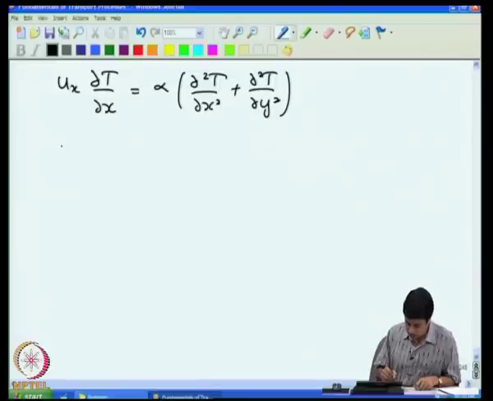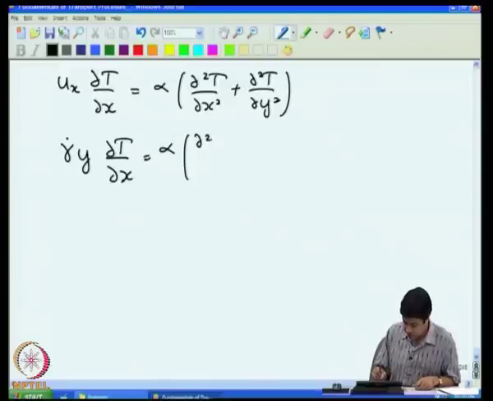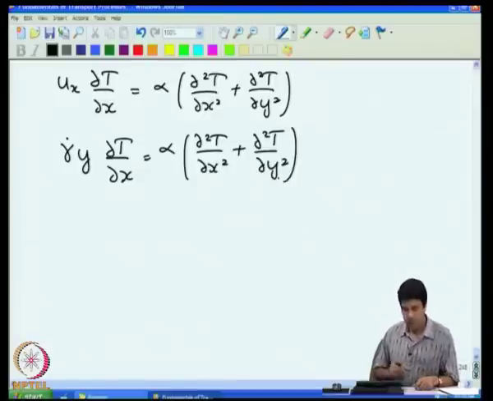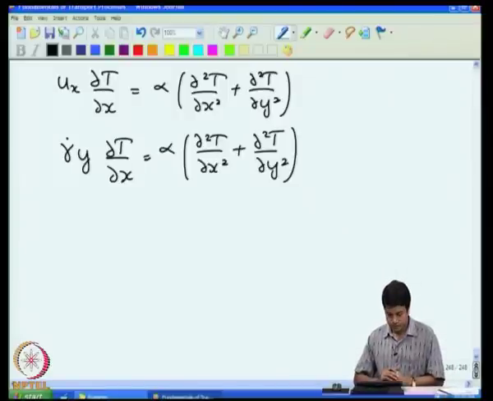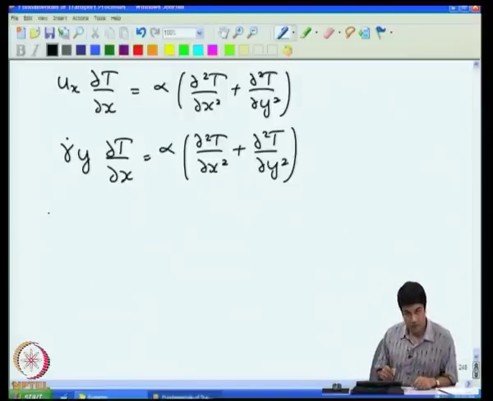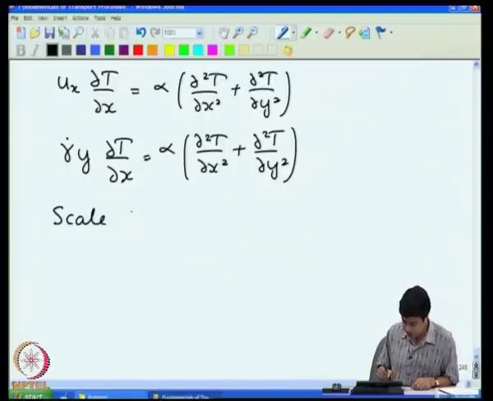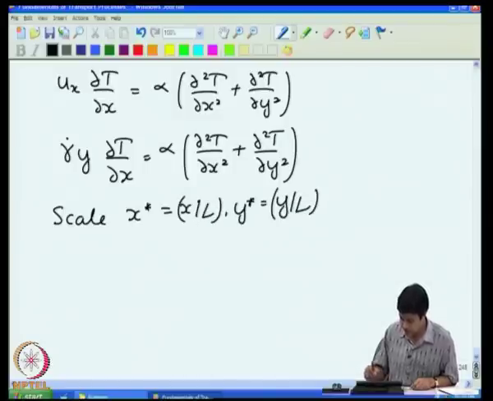Okay, so now I scale. U x is equal to gamma dot times y, so gamma dot y partial T by partial x is equal to alpha partial square T by partial x square plus partial square T by partial y square. And I have a length scale, so I can scale all lengths: x star is equal to x by L and y star is equal to y by L.